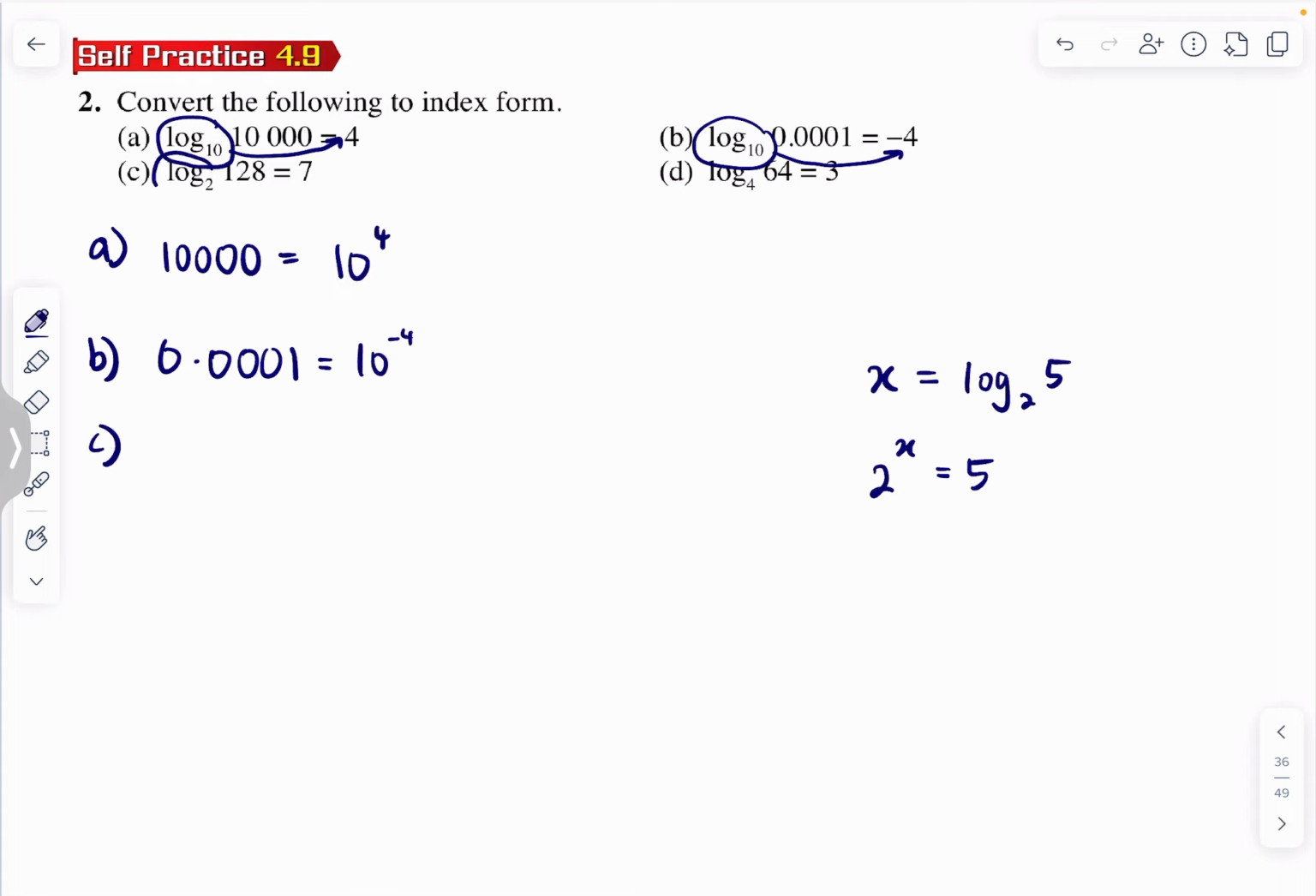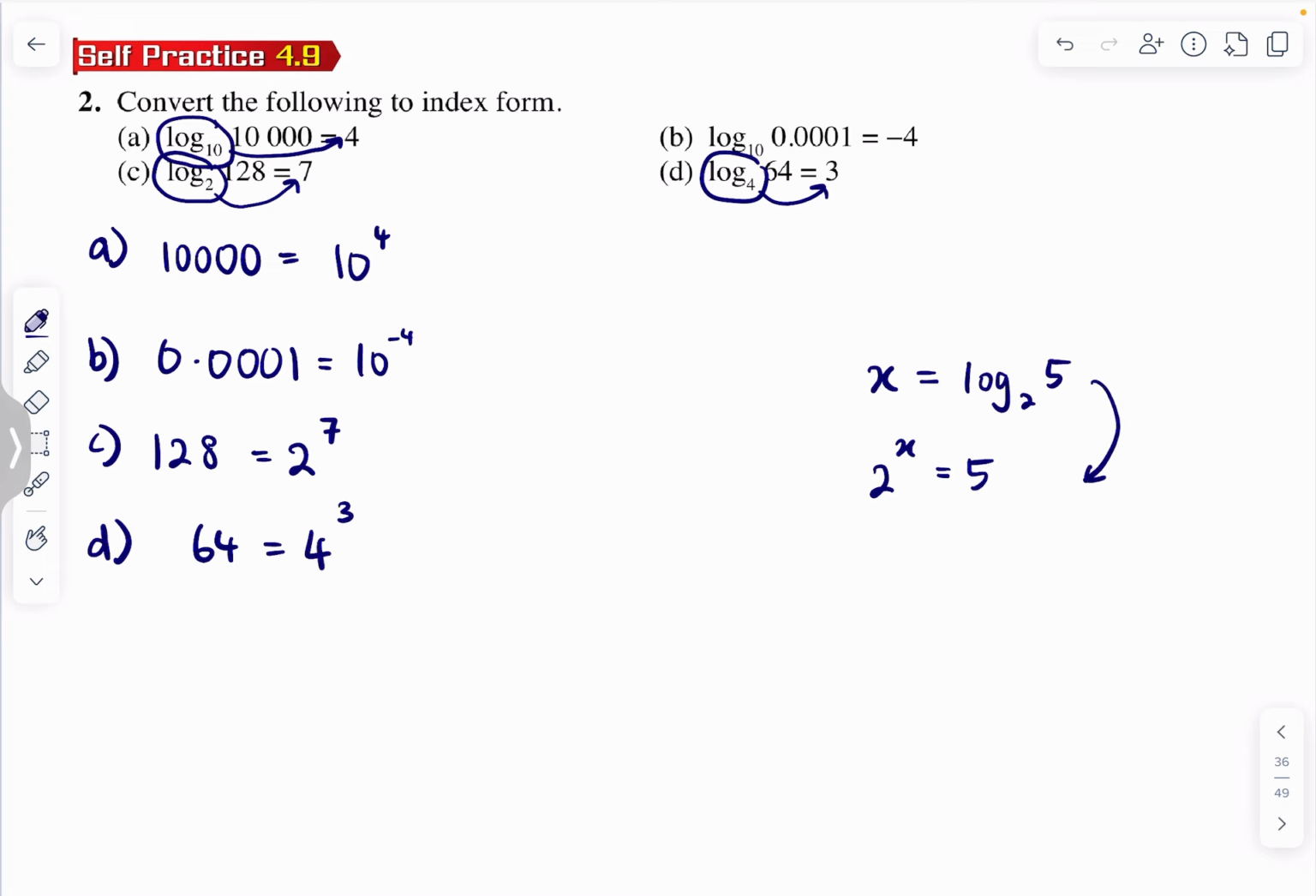C, log 2, move there, 128 equals to 2 power 7. Then here, log 4, we move over here, we will get 64 is 4 power 3. Okay, so this one goes both ways. That's it.